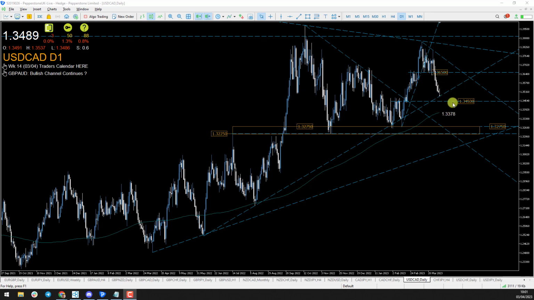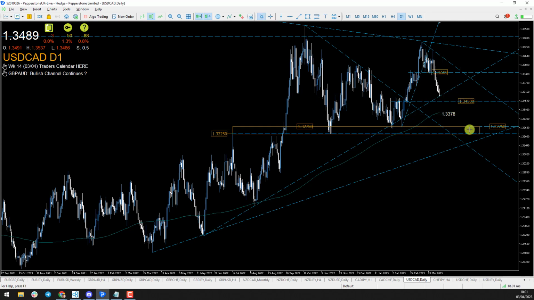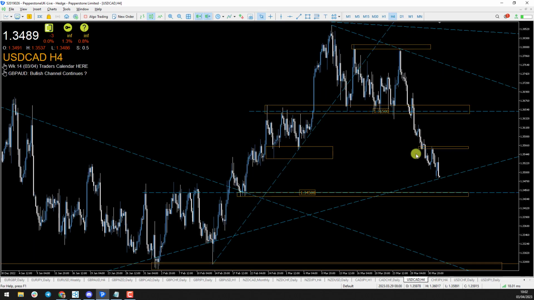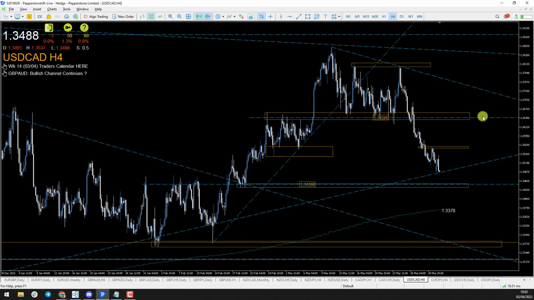Alternatively, you want to look for break and retest of other areas of interest. So you've got the 1.3450 where price could break and retest as well before seeing a continuation to the downside. Now going on to a lower time frame point of view on this 4-hour time frame, again I've just mapped out a few more zones to be aware of, just in case price doesn't give us a longer term pullback.